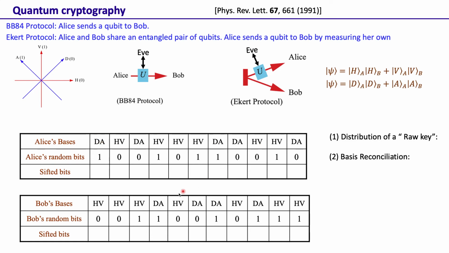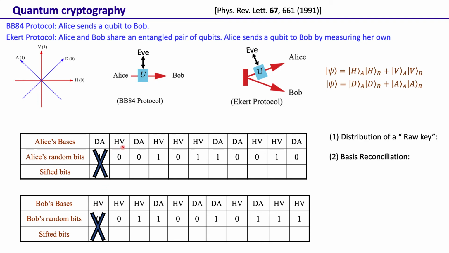Of course they chose it randomly, but in a few they happen to choose the same basis, for example here, and so on. In whichever instance they happen to choose the same basis, they will keep those measurement results. But whenever they happen to choose a different basis, they will throw that particular measurement result away. So for example, in the first one, Alice chose DA, Bob chose HV, so that's an incompatible set of bases, so they will throw that result away.